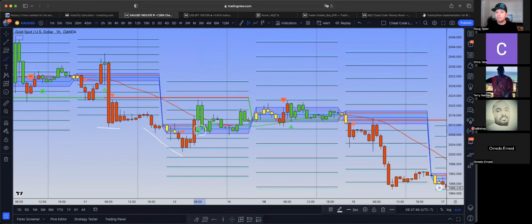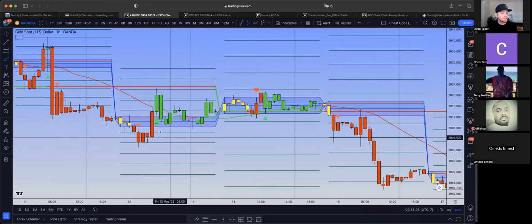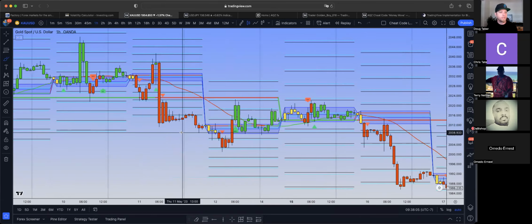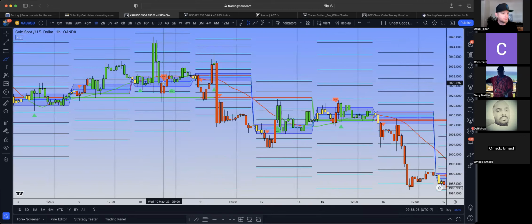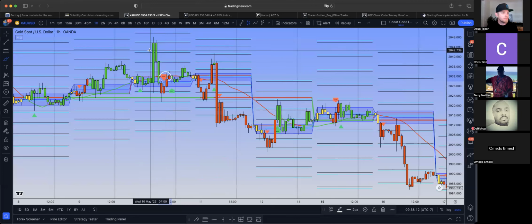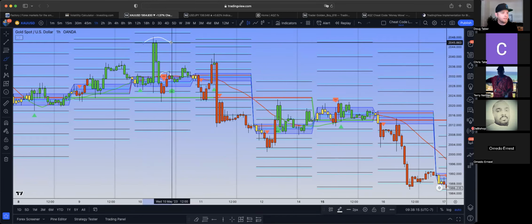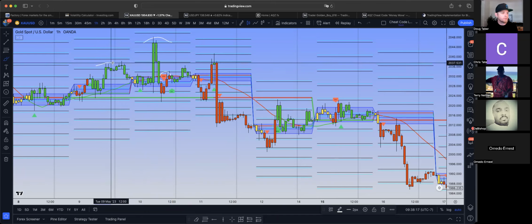In this particular example here, the market took out the previous day's low and then signaled a buy. This is a money move. So a money move is a signal that triggers after the high or low takes out the previous day's high or low.